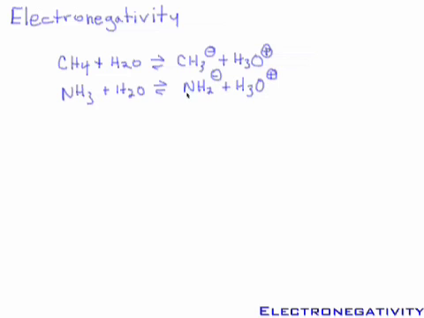NH2 minus has a negative charge bound to nitrogen, which is more electronegative than carbon. That means the negative charge is more stabilized, or the loss of H plus is more facilitated. The higher electronegativity of nitrogen makes NH3 a stronger acid than CH4. Atomic size is also crucial to understanding trends in acidity.